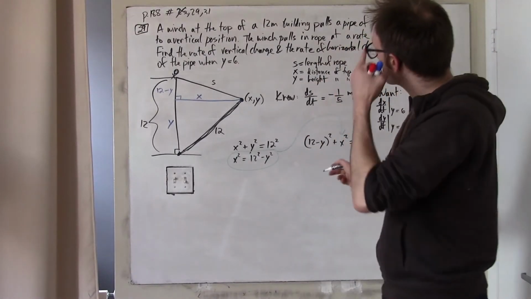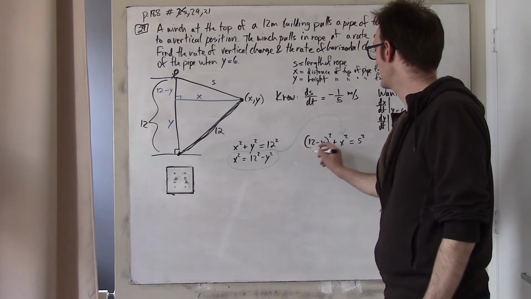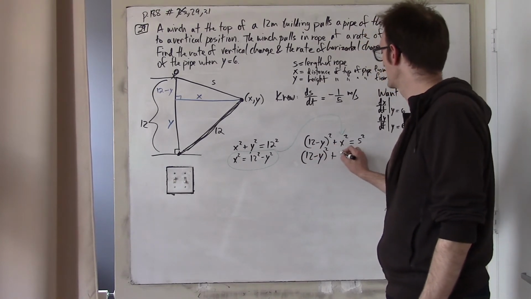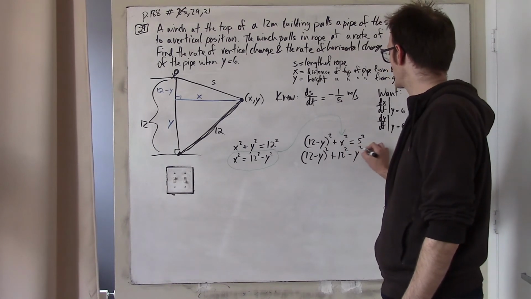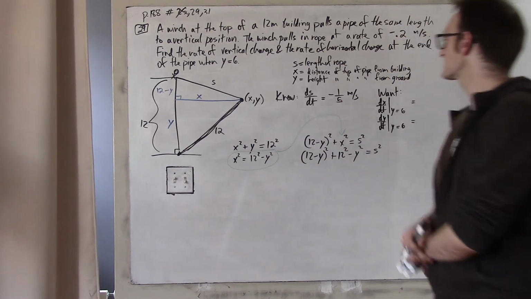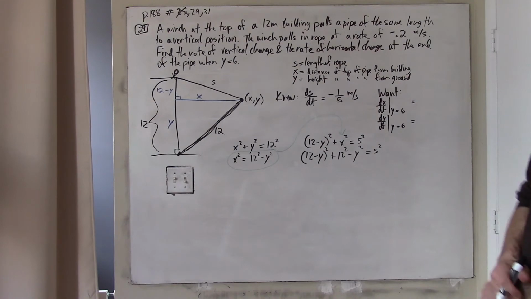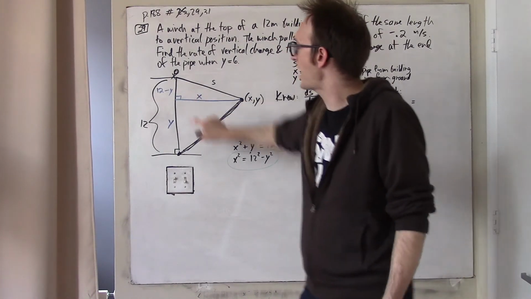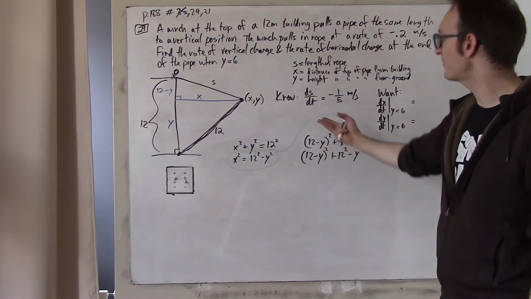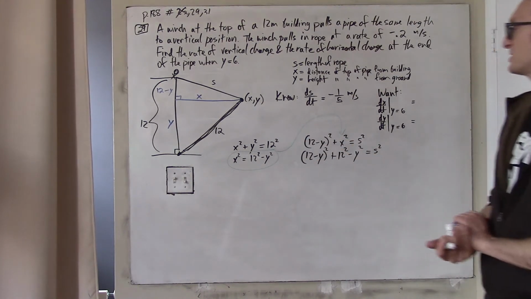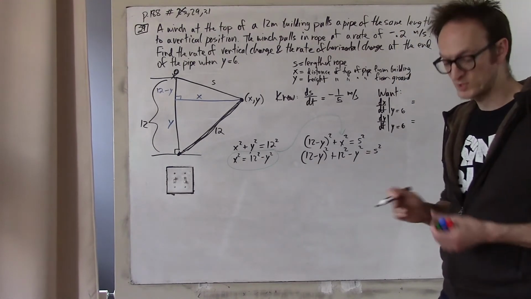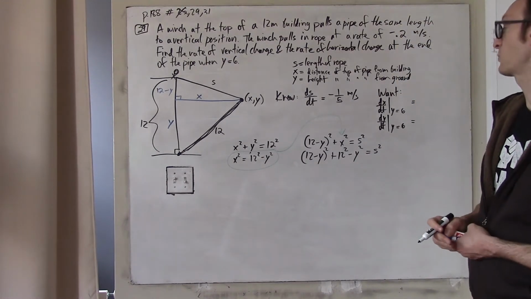X squared is 12 squared. So what do we get here? We get 12 minus y quantity squared plus, that's 12 squared minus y squared equals s squared. Okay, and so by applying the Pythagorean theorem twice to each of these two right triangles, I have ultimately a system of equations here. I solve for x squared in one of them. This gives me what I want, which is the relationship between just y and s.